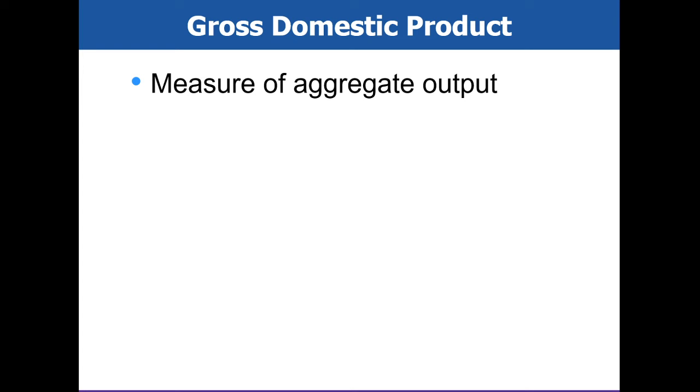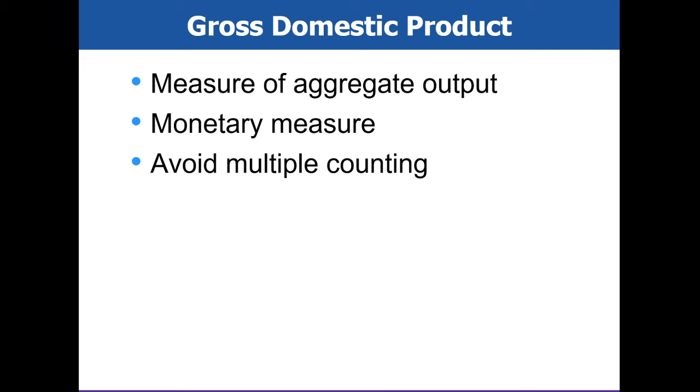Now let's get down to it. We are measuring aggregate output. As we said, it is a monetary measure. One of the things we really want to focus on is avoiding multiple counting. So I own an apple orchard and I bring apples down to a local bakery. I sell him those apples. He takes those apples and puts them in an apple pie or an apple crumble, or an apple donut or something like that.